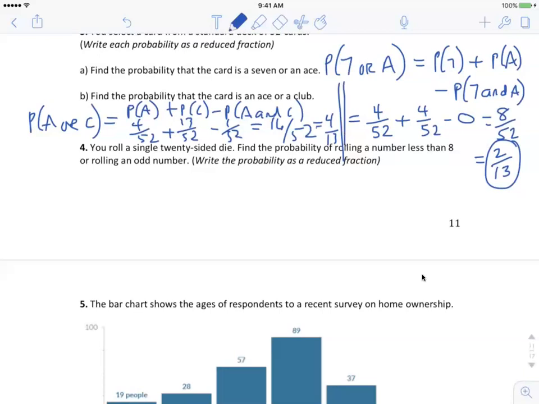You roll a single 20-sided die. Whoa, 20 sides on a die? Yeah, they exist. You have a 20-sided die. Find the probability of rolling a number less than 8 or rolling an odd number.